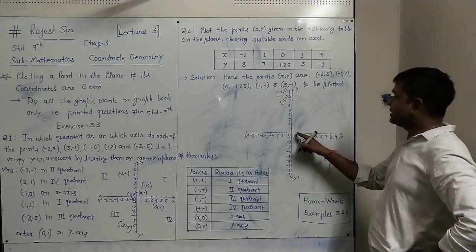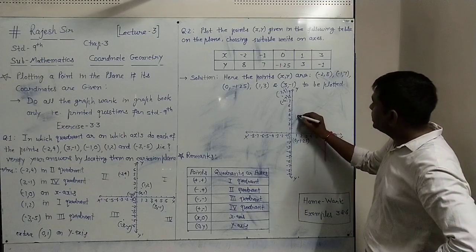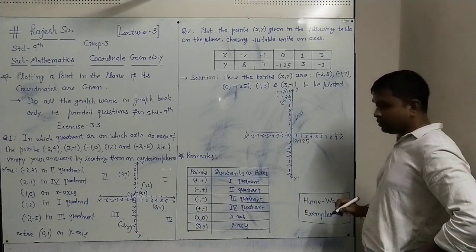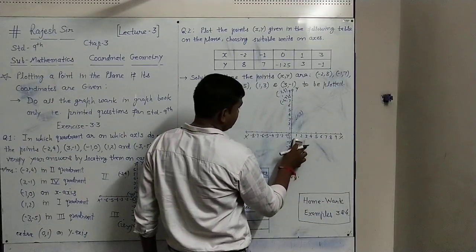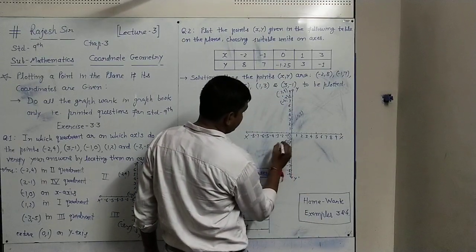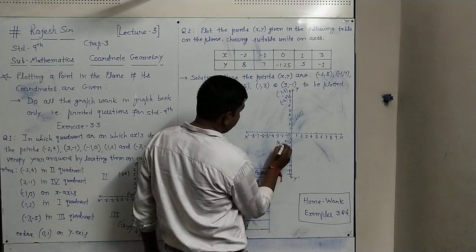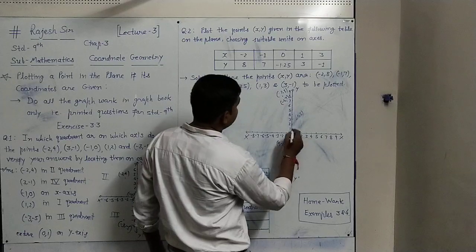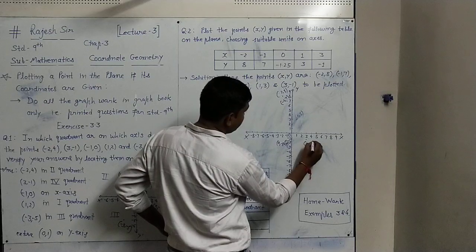Then 1, 3: 1 on the x-axis, 3 on the y-axis. Here, this will show 1, 3. Then 3, minus 1: 3 here, and minus 1 down. We'll write it in smaller letters. If I show this point here, it is 0, minus 1.25, and this is 3, minus 1, down here. This point is 3, minus 1.